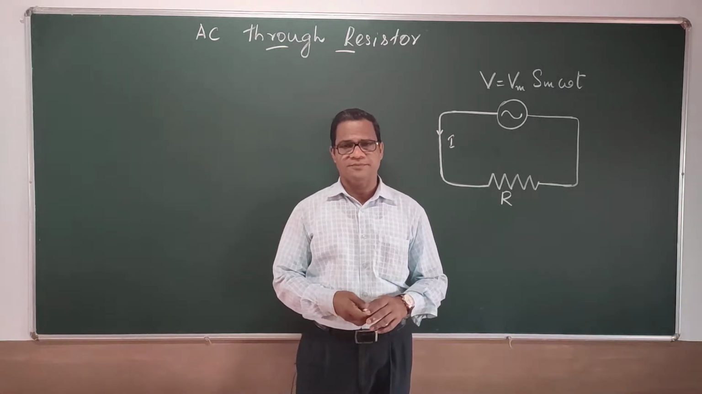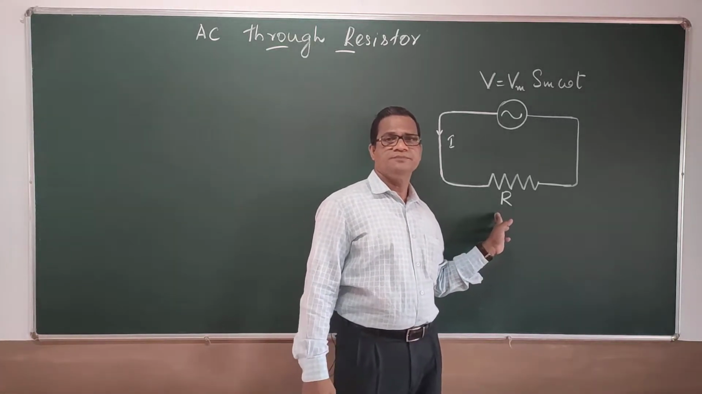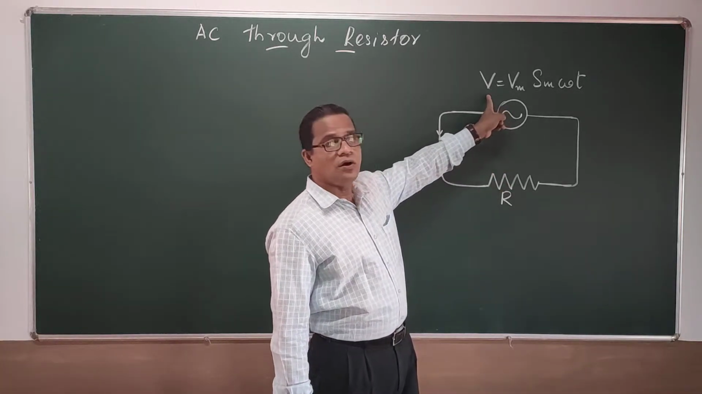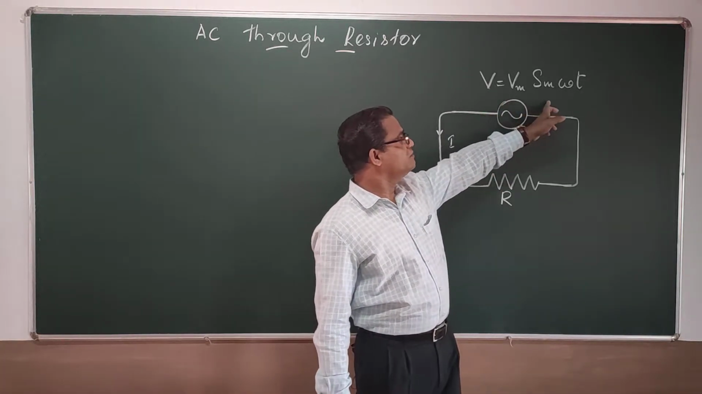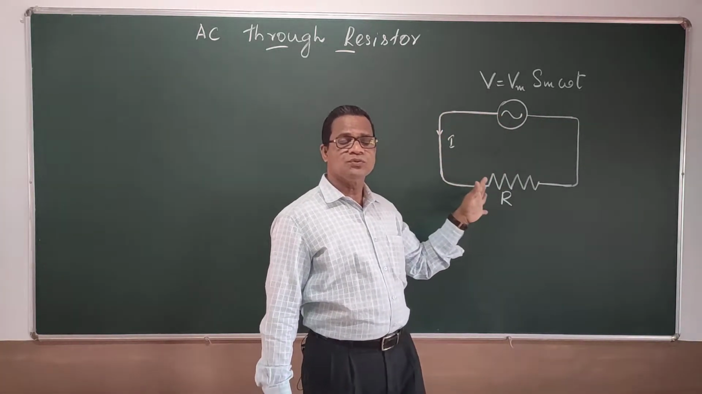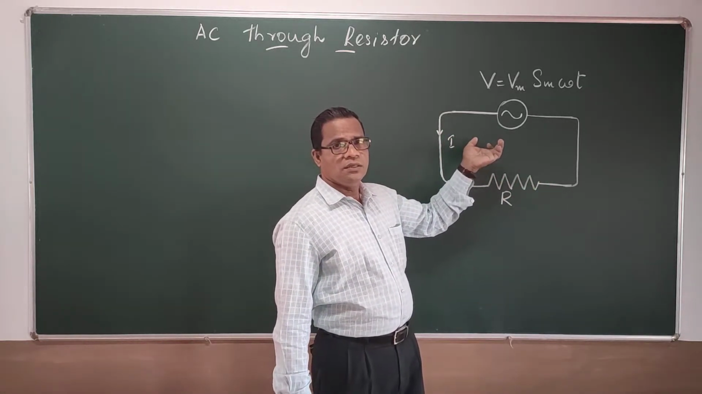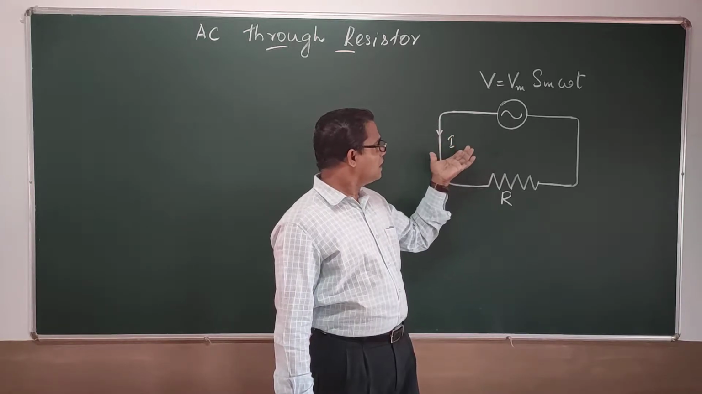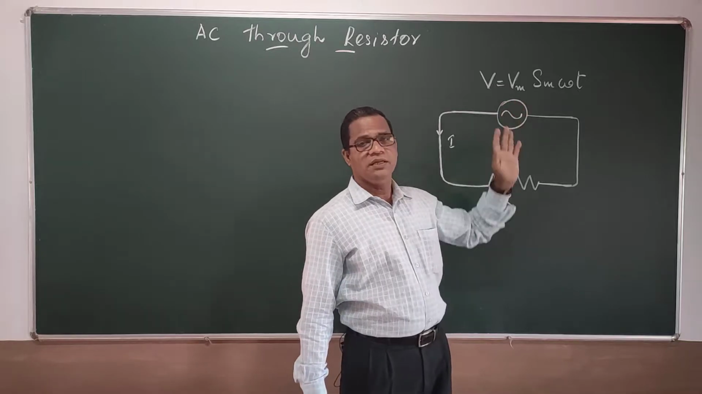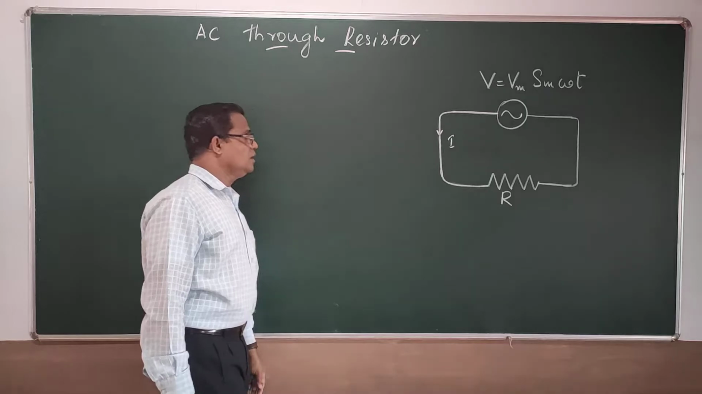AC through resistor. So here a resistance R is connected and a supply alternating voltage of V equal to Vm sin omega t is connected here. Accordingly, a current is flowing through this circuit and the current I, if you calculate, is found to be a function varying with respect to the AC voltage.